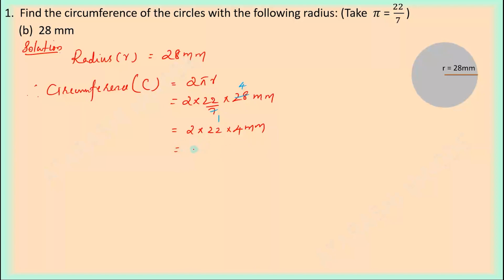That is equal to 2 into 22, it is 44 into 4 millimeter. That is equal to 44 multiplied by 4. 4 4s are 16. 4 4s are 16 plus 1, 17. That is 44 into 4, that is 176 millimeter. So circumference of a circle with radius 28 millimeter is 176 millimeter. Now let us go to the C part.